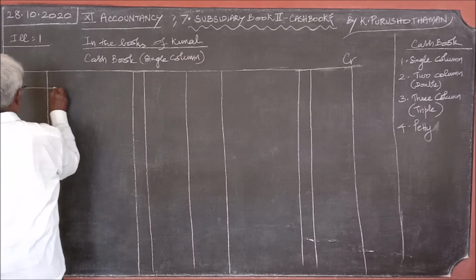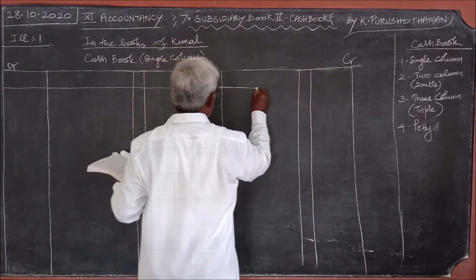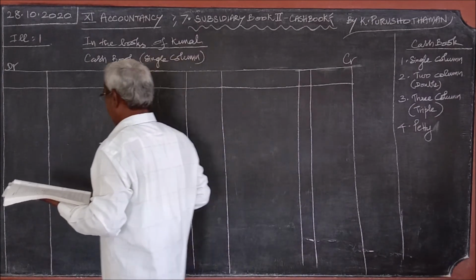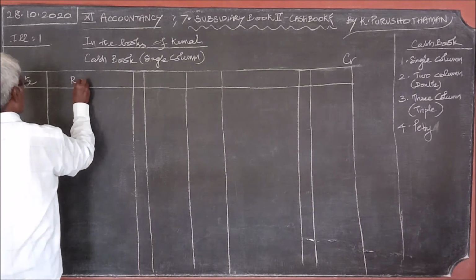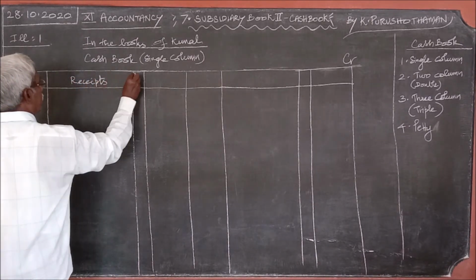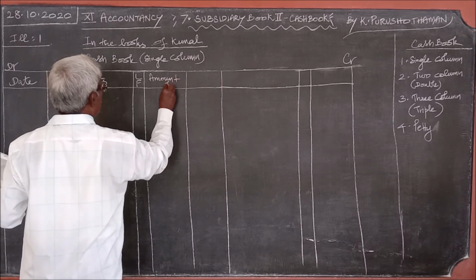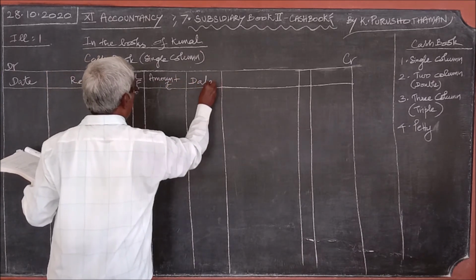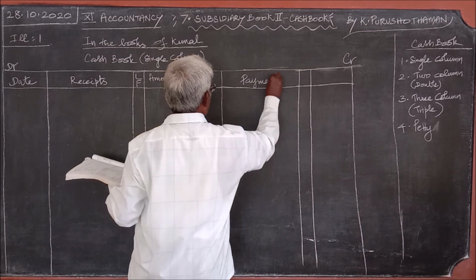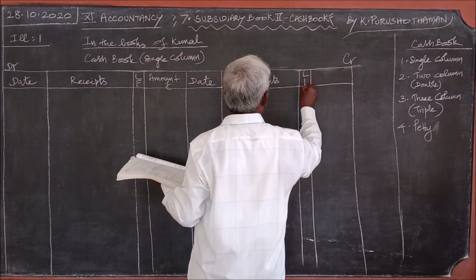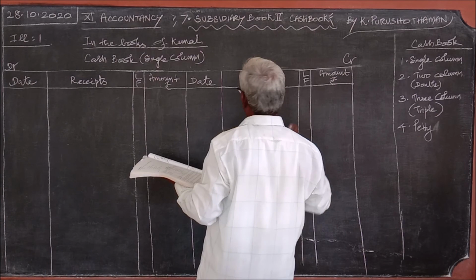So we can write receipts on this side and payments on that side. Instead of writing the general word particulars here, in the particulars column we write receipts. Date, particulars, ledger folio, amount rupees. The same thing on the credit side also: date, this side receipts, therefore the opposite side payments. Then ledger folio, amount rupees.